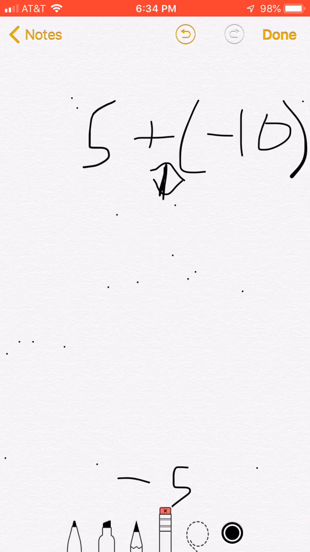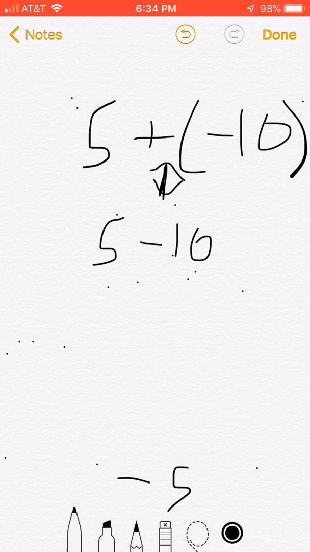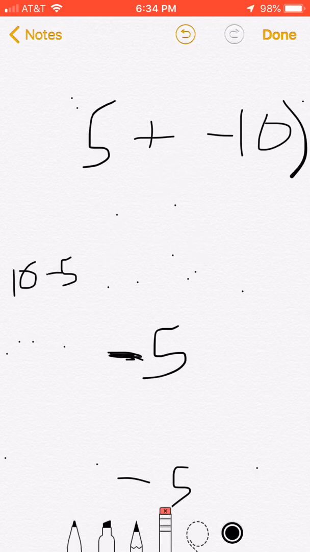Another quick, easy trick to do. Let's say that we have 5 minus 10, or 5 plus negative 10. Basically, what we could do is 10 minus 5 is 5, right? So the answer is 5, and then we just add a negative. And it works with any way. Let me show you.